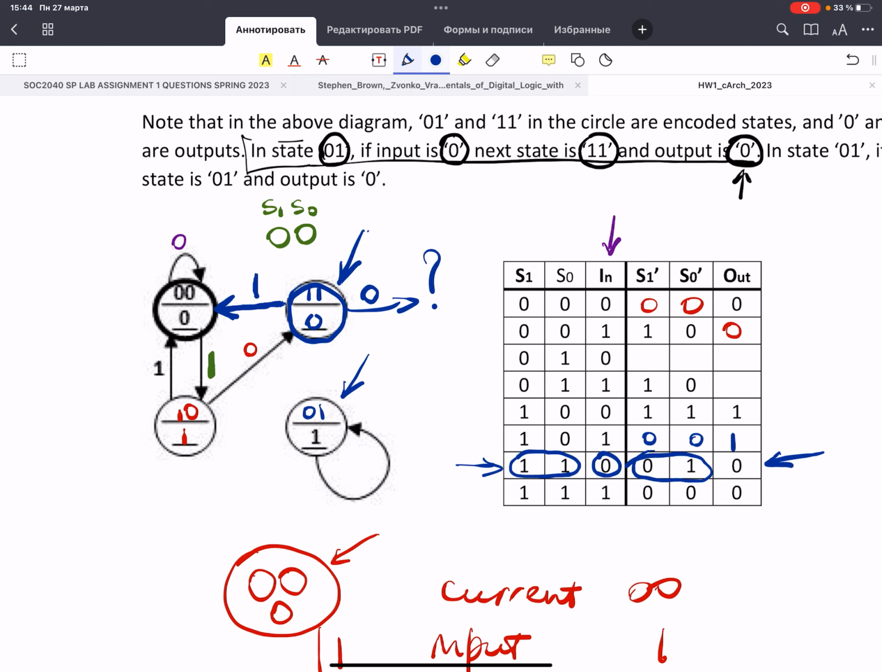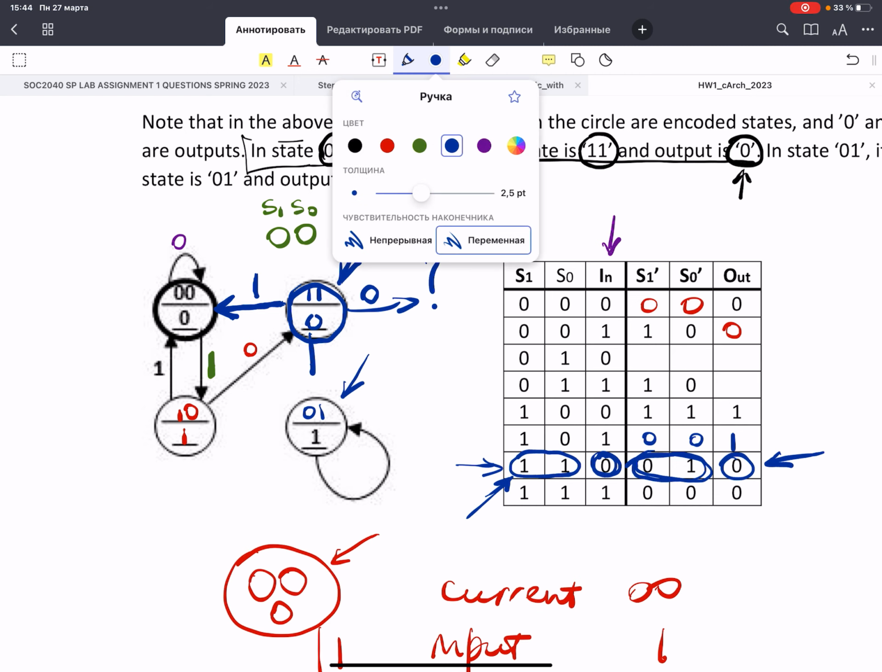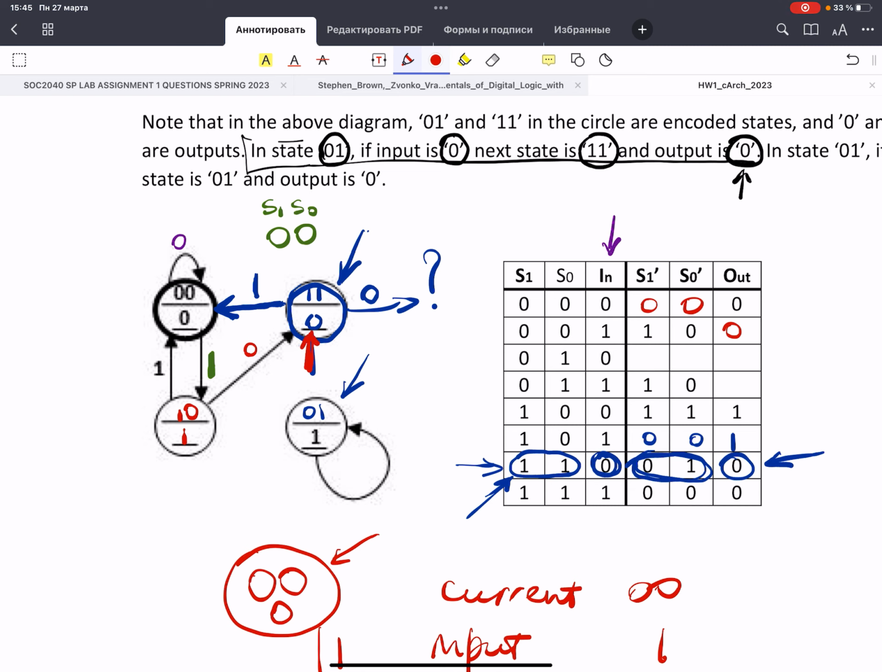0-1, and it says that, oh sorry, what happened now? It says that if the input is 0, the next state is 0-1, and the output is 0. We know the output is 0 because below the current state 1-1 there's already a 0. Let me point it out with a different color. This one. Okay, I think it's pretty understandable for you right now.